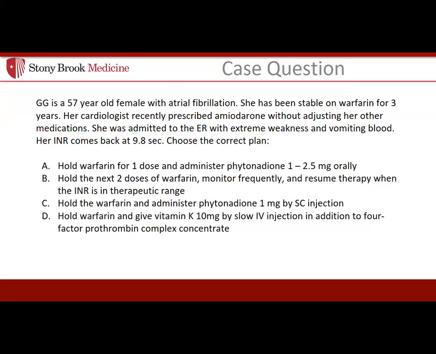So the answer here is actually D. You're going to hold the warfarin, yes, but because she has the extreme weakness and the vomiting blood, this is considered major bleeding. So you're going to be giving the IV vitamin K here. Option A is too low of a dose for her because she has the actual bleeding.